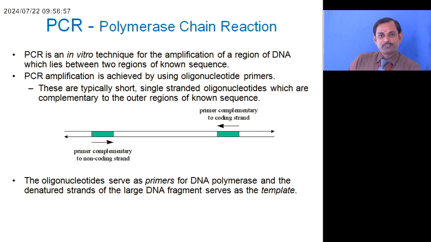PCR amplification is achieved by using oligonucleotide primers. Two different primers are needed for the PCR technique. One is a forward primer, another one is a reverse primer. The forward primer is the one which attaches to the forward strand, and the reverse primer is attached to the reverse strand.